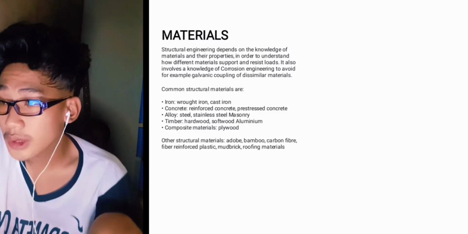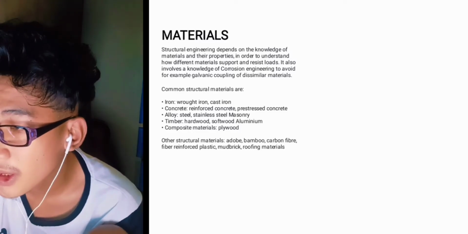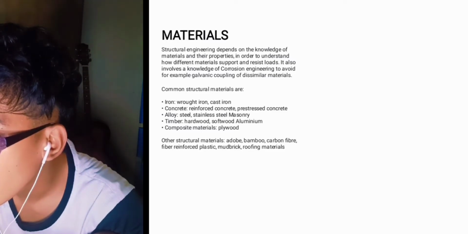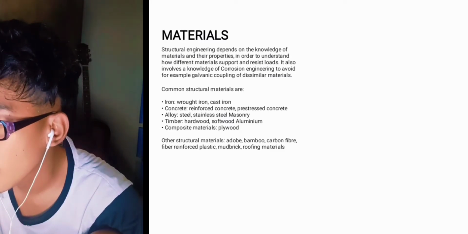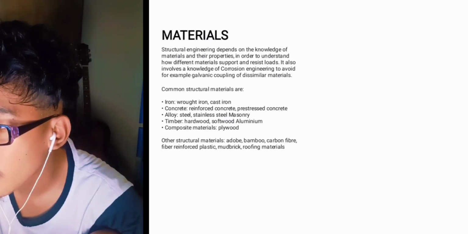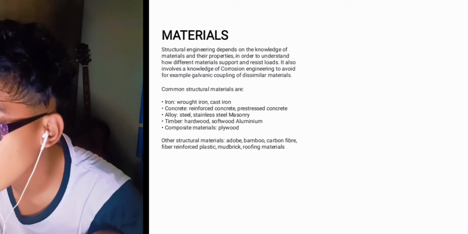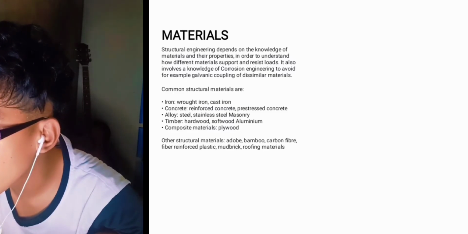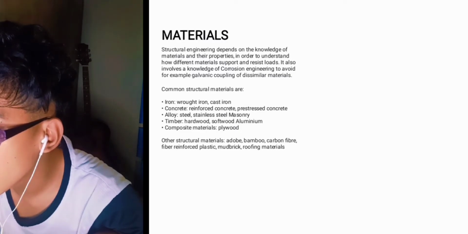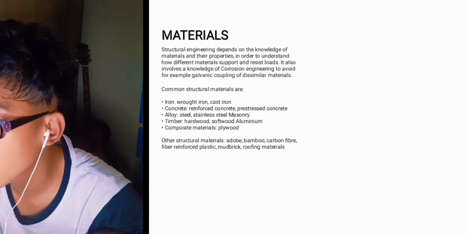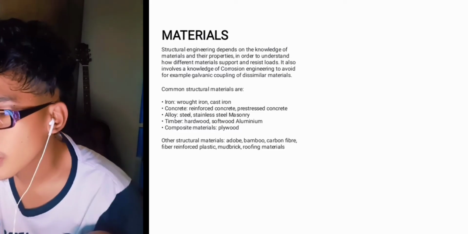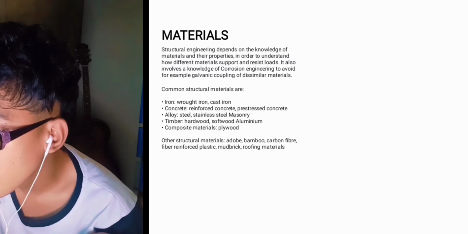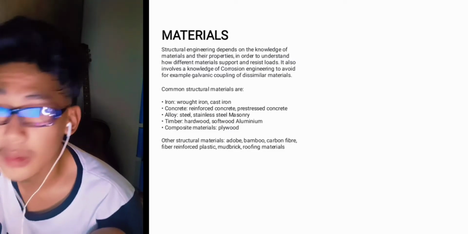Examples of natural and structural materials are wrought iron, cast iron, concrete, reinforced concrete, pre-stressed concrete, alloy steel, stainless steel, masonry, timber, hardwood, softwood, aluminum, composite materials, plywood. Other structural materials: adobe, bamboo, carbon fiber reinforced plastic, mud brick, roofing materials.